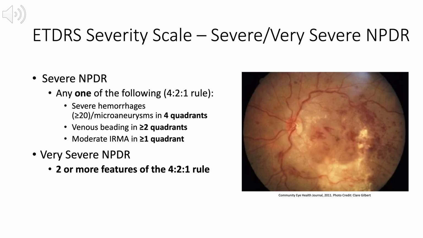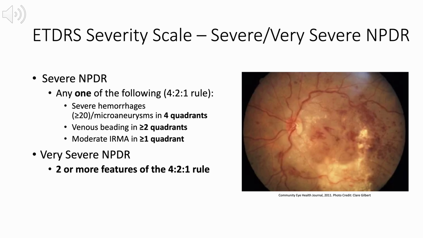Severe NPDR is defined by any one of the following three findings, and this is the 4-2-1 rule that you must know cold. Extensive dot blot hemorrhages or microaneurysms in all four quadrants, venous beading in 2 quadrants, or IRMA in one or more quadrants. Any single one of those three criteria establishes severe NPDR. Very severe NPDR is then defined by the presence of 2 or more features of the 4-2-1 rule.